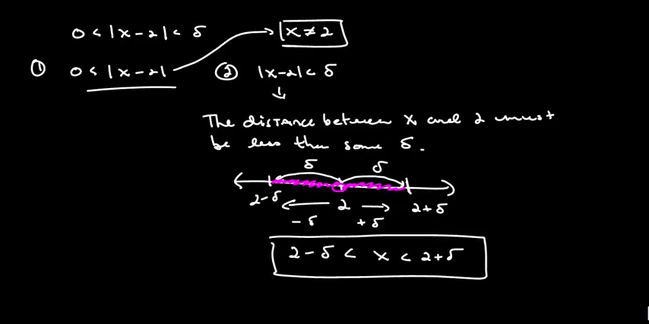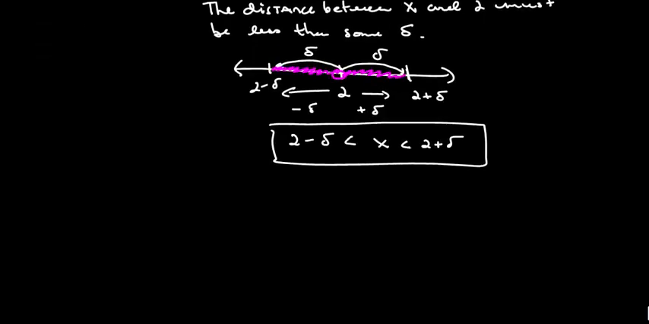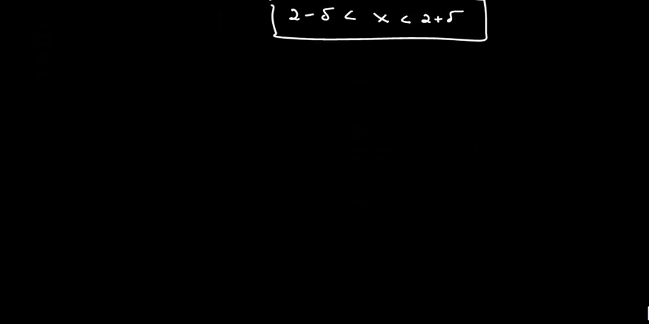Now if you picked a value for delta, let me just do this with a number here and show you how this works. So let's say you said something like this. You said 0 is less than the absolute value of x minus 2, which is less than, let's say, 3. Well, what does this all mean? First, again, over here, this guy right here says that the distance between x and 2 can't be 0.